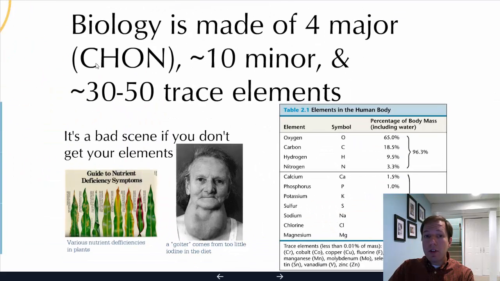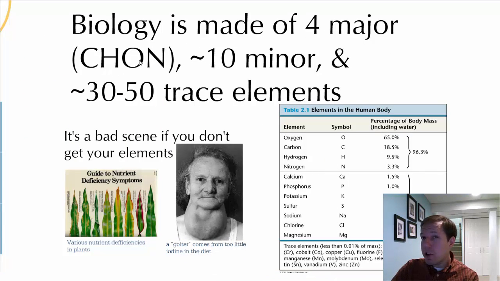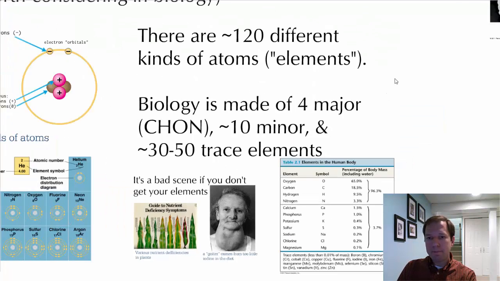In biology, most things are made up of carbon, hydrogen, oxygen, and nitrogen, as well as several dozen minor and trace elements, which we need very small amounts of in order to ensure our relative health. This is as true for humans as it is for plants and bacteria.